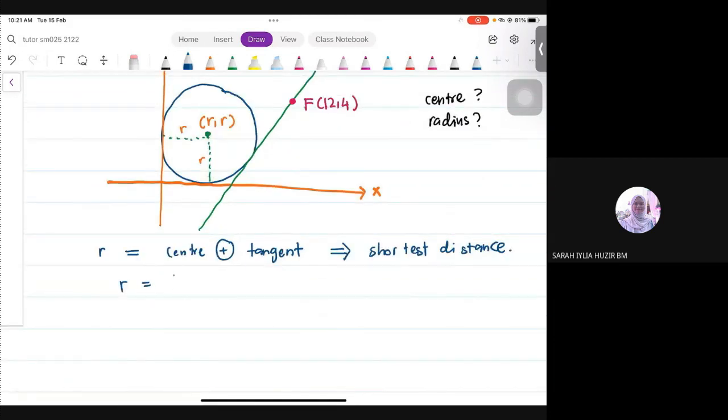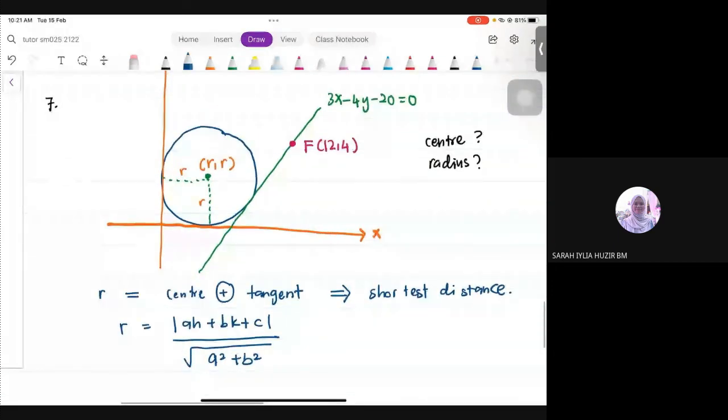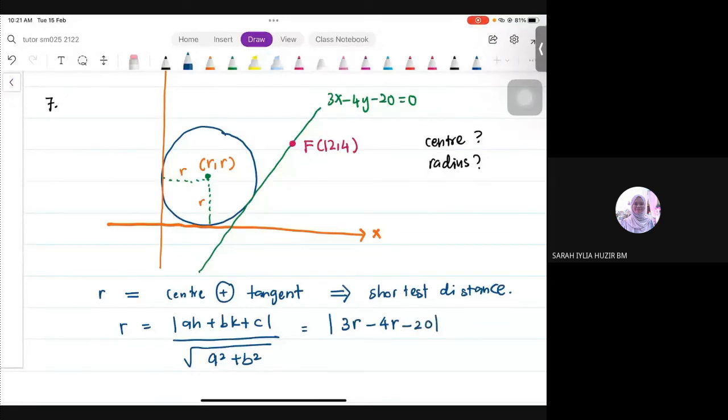R is basically |Ah plus Bk plus C| divided by square root of A squared plus B squared. What is A, B, C? A, B, C is coefficient from our tangent equation Ax plus By plus C. So directly substitute here. A is 3. H, K center. So 3R plus B K. So minus 4R minus 20 divided by square root of A squared plus B squared. So 9 plus 16.